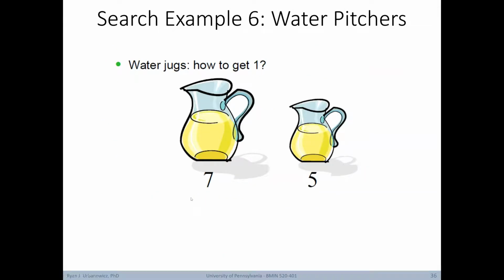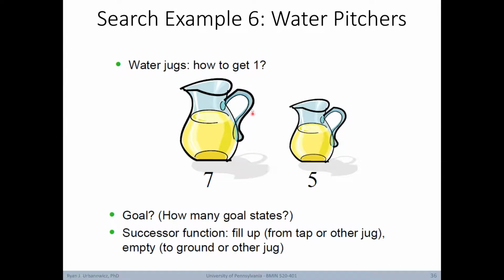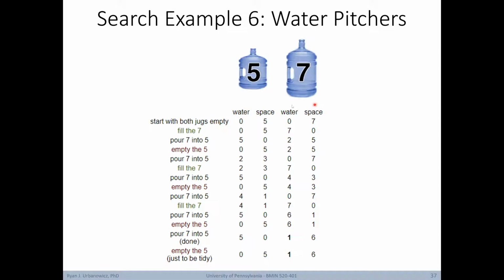Here's another classic search problem involving water pitchers. Here we have 2 pitchers, one that holds 7 liters and one that holds 5. And our goal is to get one pitcher that has exactly 1 liter in it. Our successor function allows us to fill up either jug, either from a tap source or from the other jug, or just to empty one of the jugs onto the ground. Here we show a sequence of steps that are required to solve this problem, where we start with a state of both jugs being empty.